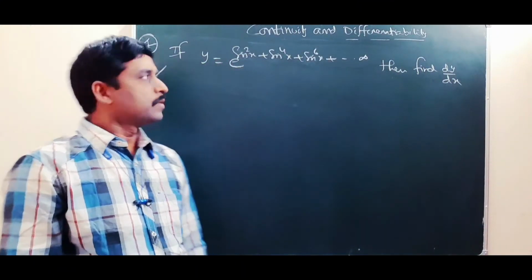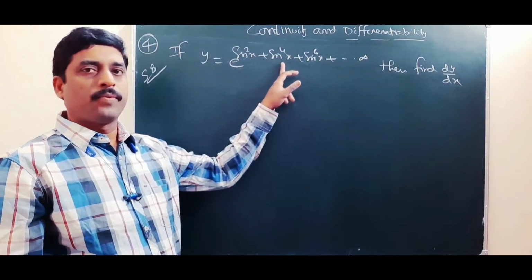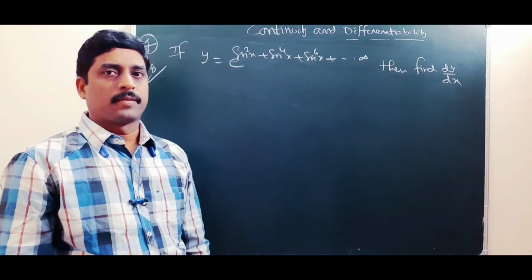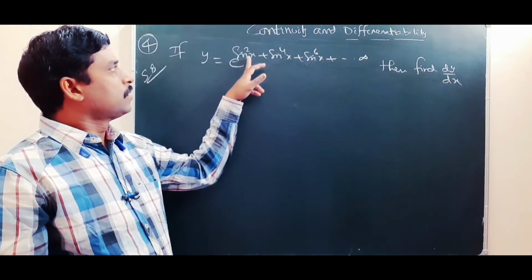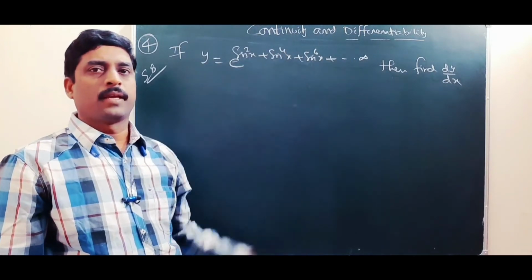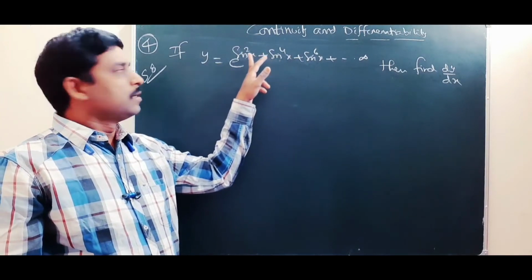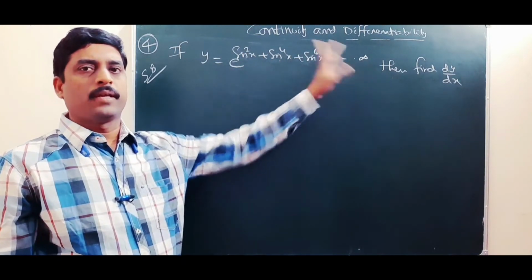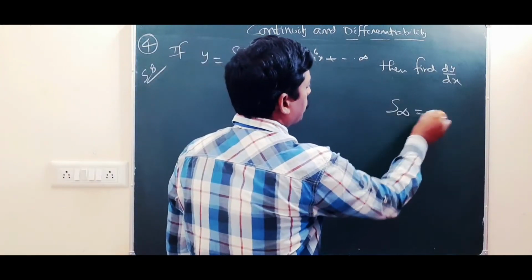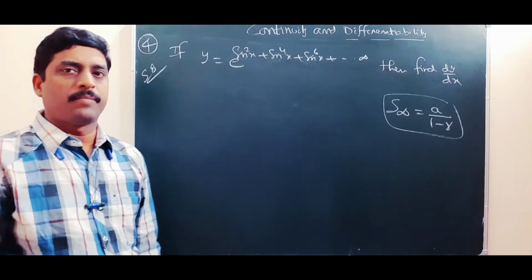Now I am going to explain question number 4. y is equal to e to the power sin^2 x plus sin^4 x plus sin^6 x plus up to infinity. Then find dy/dx. Let us observe: sin^2 x plus sin^4 x plus sin^6 x plus up to infinity. This is an infinite GP, because the common ratio is equal. In this series having infinite terms, we have the infinite GP formula a by 1 minus r. What is a? a is the first term, r is the common ratio.